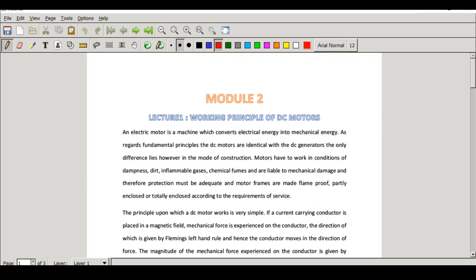So motor, you know what is motor. Motor is nothing, it is an electrical machine which converts electrical energy into mechanical energy, right? Whereas a generator, it is the other way, that is it converts mechanical energy into electrical energy. Construction wise both are same. The only thing is the way both the generator and motor work, that is the working principle is entirely different, only the construction is the same.